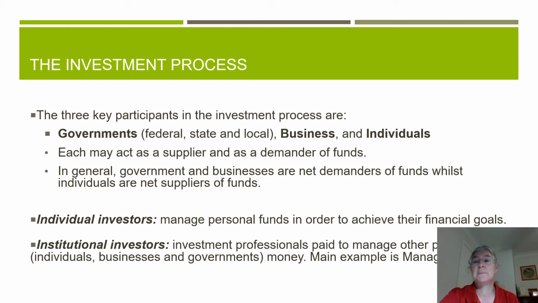The main participants in this process, we have government, the different types of government, state, local, federal. We have businesses and individuals. So each of those may act as someone who is supplying funds or as someone who is demanding funds. Usually government and businesses are the ones demanding the funds, and individuals are usually the supplier of funds.